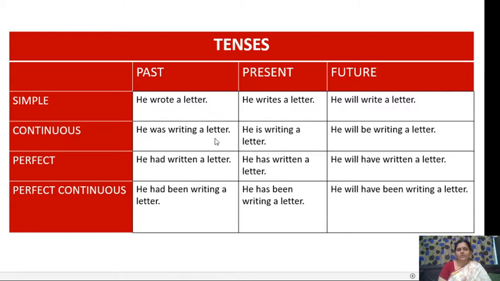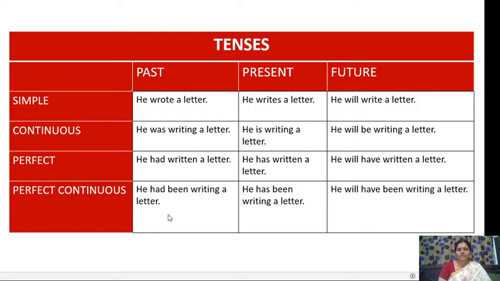He was writing a letter, past continuous. He is writing a letter, present continuous. He will be writing a letter, future continuous. He had written a letter. This is past perfect. He has written a letter. This is present perfect. He will have written a letter. That is future perfect.